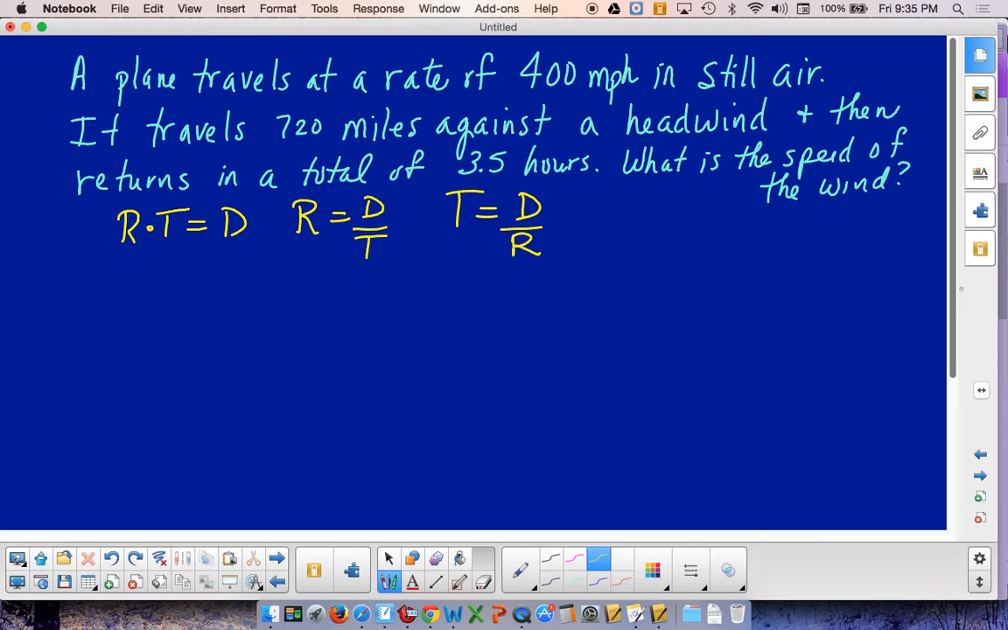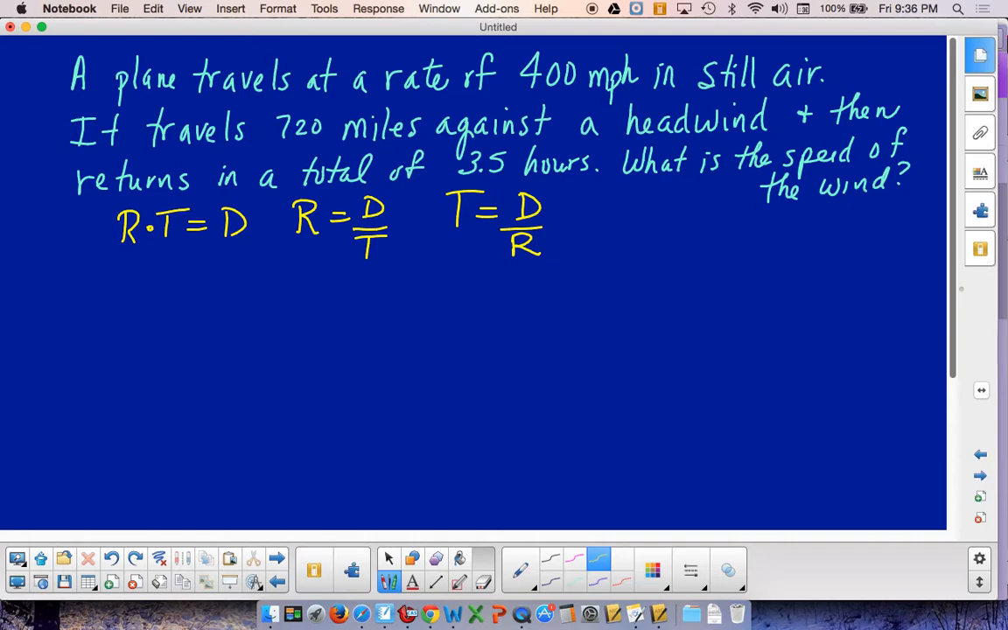If you'll recall, because this is one where there's a lot of information here, we have a plane traveling, it says 400 miles per hour in still air. It tells us it travels 720 miles against the headwind and then returns back, obviously with the headwind, in a total of 3.5 hours. And it wants to know how fast was the wind blowing. Okay, so what's the key thing we know that relates the going there and the coming back?